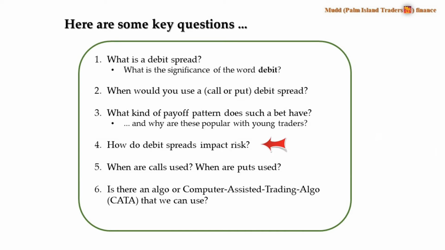How do debit spreads impact risk? When are calls used and when are puts used? Why would you use either? And then finally, is there an algo or computer-assisted trading algo, what we call a kata, that we can use?